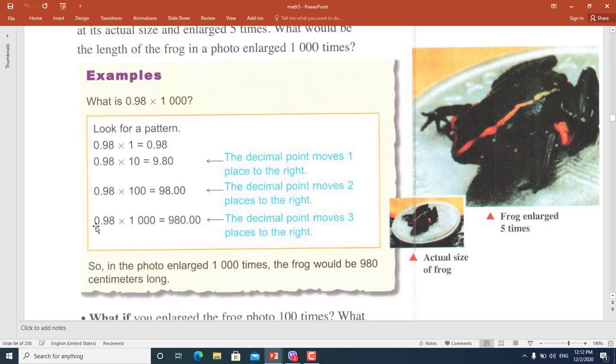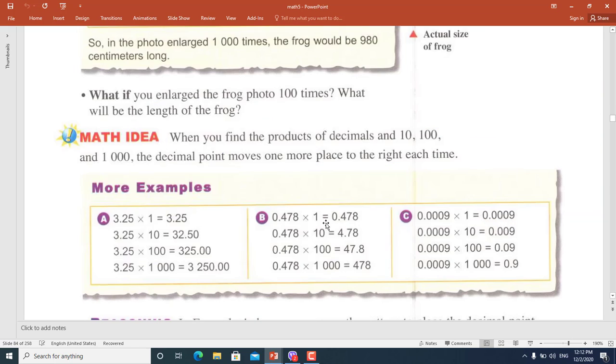And from there, 0.98 times 1000. So we have 3 zeros. We must move this decimal point three places. But there we have just two digits, so we can add a 0, because a 0 at the end doesn't have any value. After that we move this point three places to get 980. There are more examples about how you can multiply a decimal number by 10, 100, 1000.